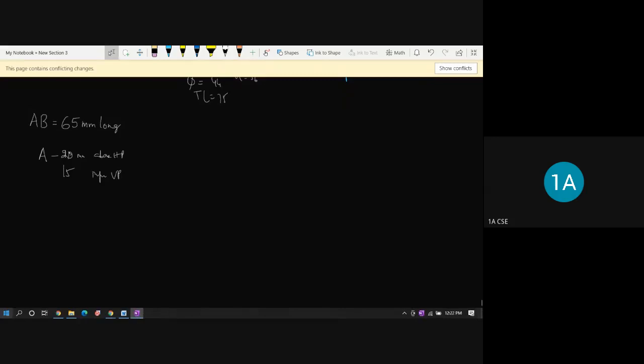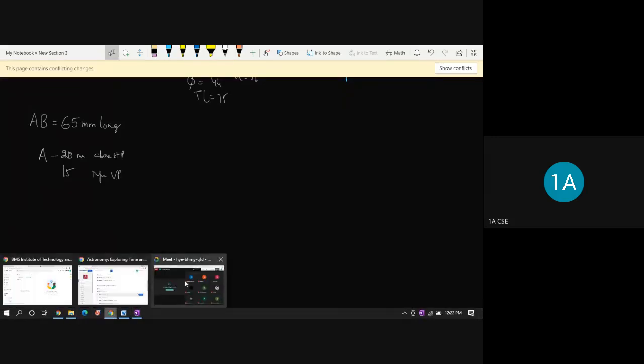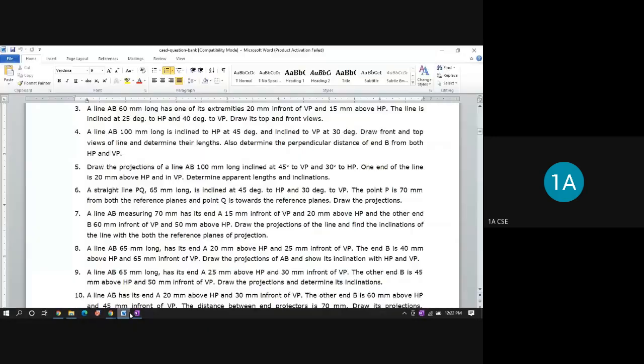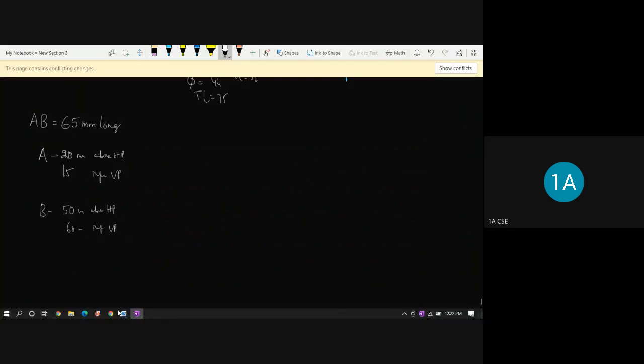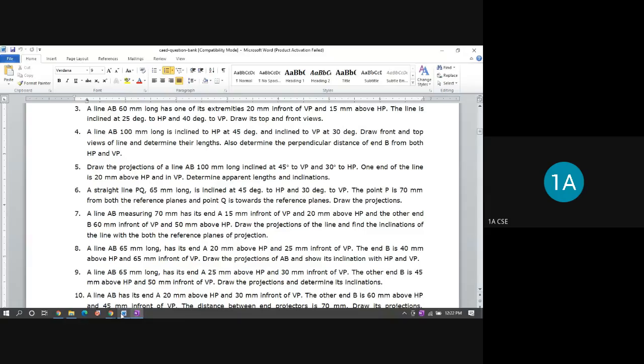Next data is what is given. And the other end B is 60 mm in front of VP and 50 mm above the HP. So the position of B is also given, 50 mm above HP and 60 mm in front of VP. So the positions of the points are given. Next, what has he given?